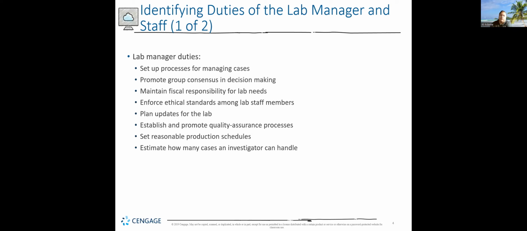Make timely updates to the lab. Technology changes, events could change things, and updates would need to happen. That's where the updates come in. The flooring needs to get redone, waxed, what have you. When are they going to have it cleaned? When is the lighting going to get changed? Things like that. Establish and promote quality assurance processes.